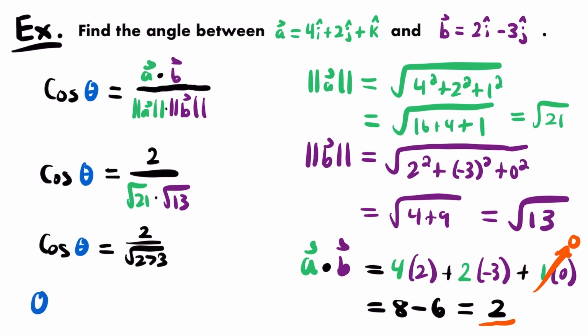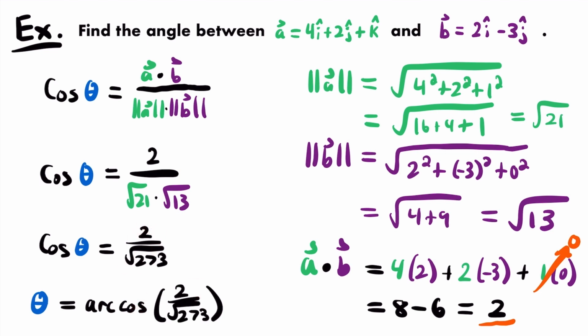Now, if we want to solve for theta, what we have to do is take the inverse cosine of both sides of the equation. And I like to express that as arc cosine. So we'll have arc cosine of 2 divided by the square root of 273. Right? If you take arc cosine of both sides of the equation, it will cancel out with this cosine and just leave us with theta. That's how we solve for it. And then we have arc cosine of this expression right here.